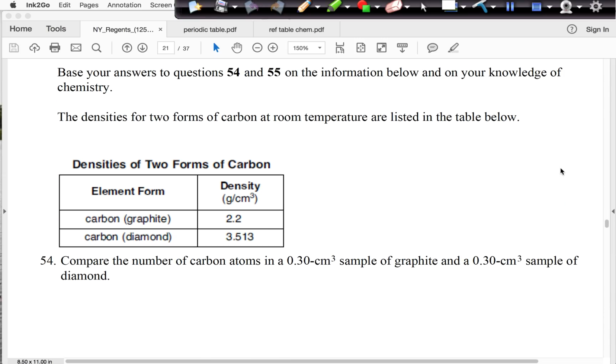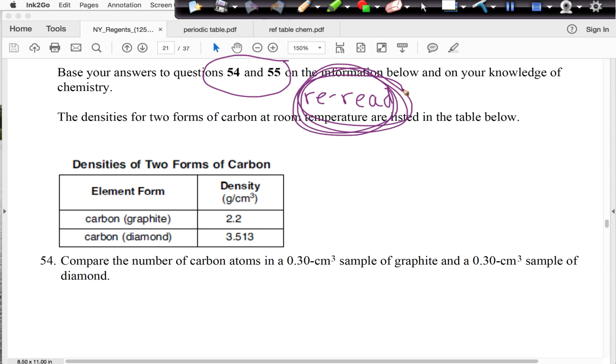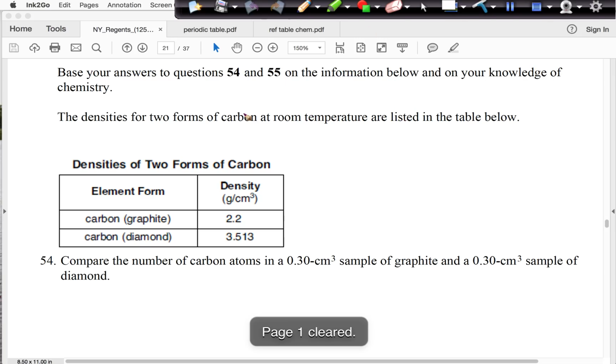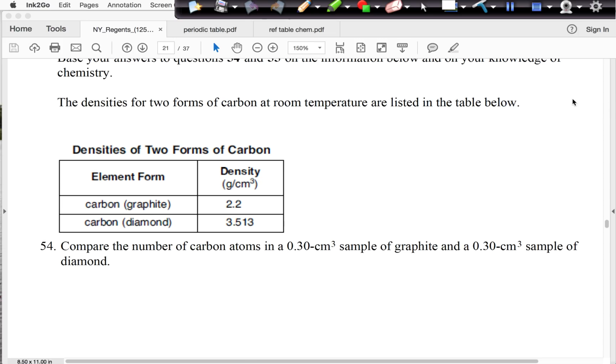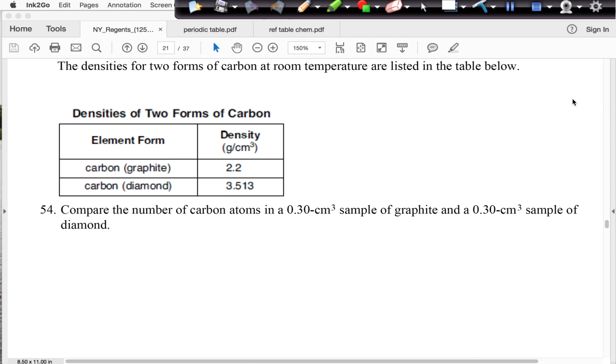For questions 54 and 55, it's going to be based on this information and on your knowledge of chemistry. My suggestion when they say something like that, where two or three questions are based on the same information, is to reread this information for every question that it's based on. So it says the densities for two forms of carbon are listed in the table below. Compare the number of carbon atoms in a 0.3 centimeter cubed sample of graphite to a 0.3 centimeter cubed sample of diamond.